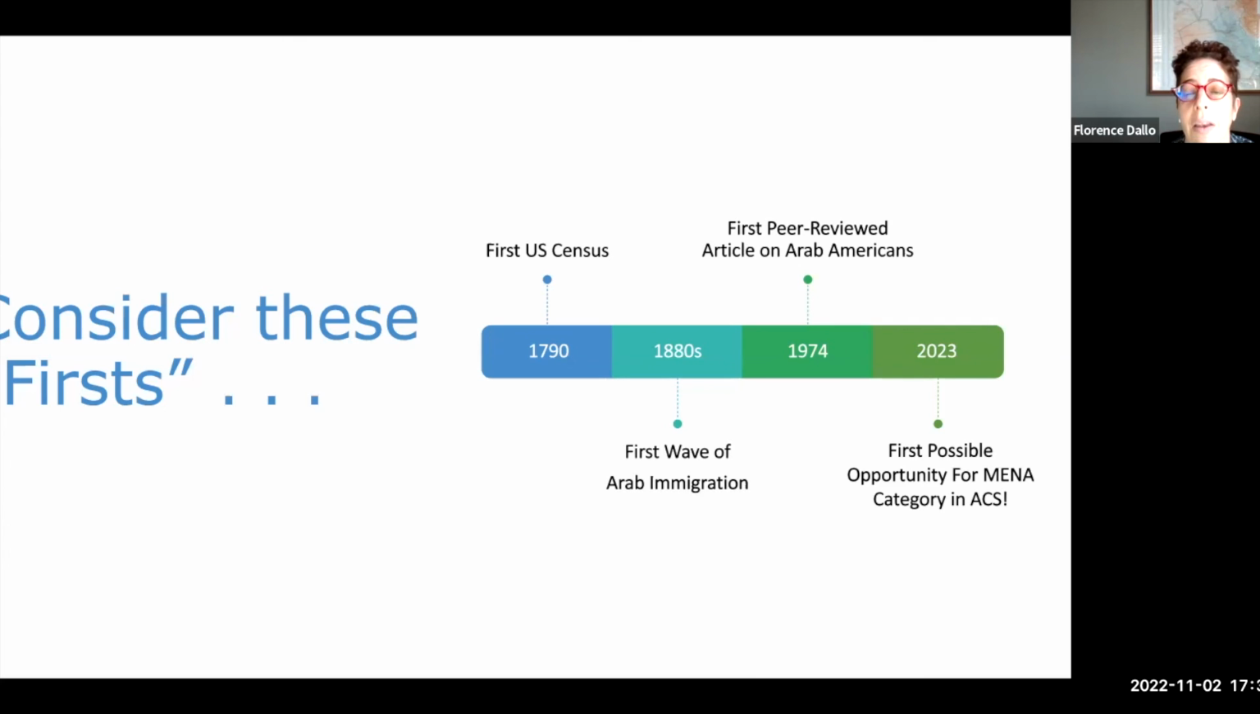And now it's taken another 30, 50 years for an opportunity to have a MENA category in the American Community Survey. It's taken a really long time to get to where we are, but I know we will keep pushing and eventually have this MENA category. So this is just a diagrammatic slide to really put into context when Arabs started immigrating and where we are now. All right, next slide.